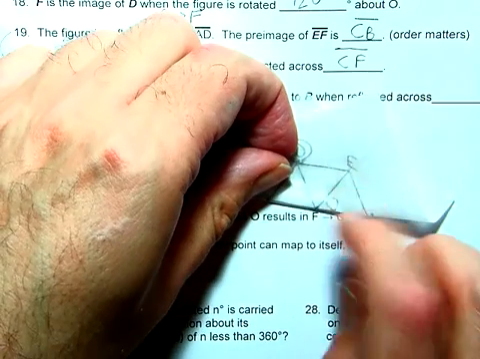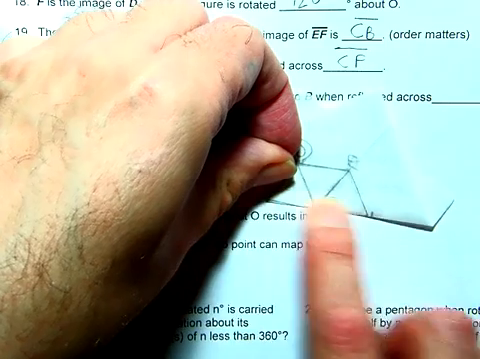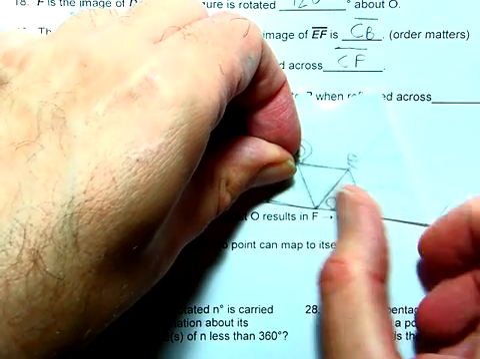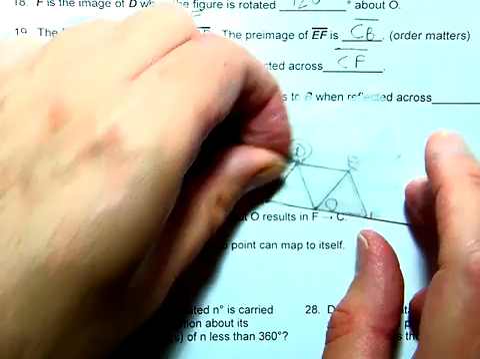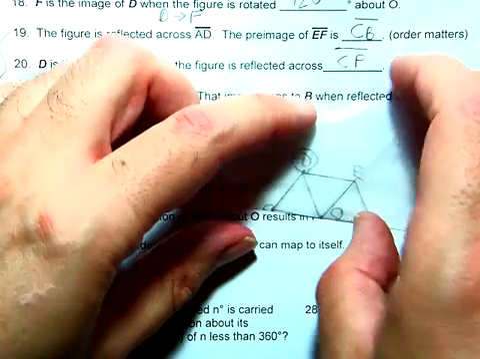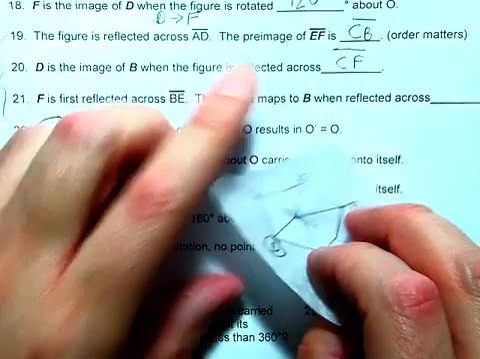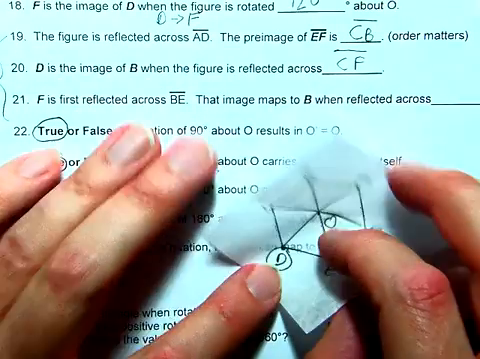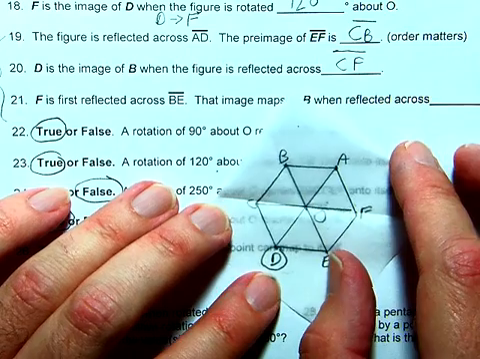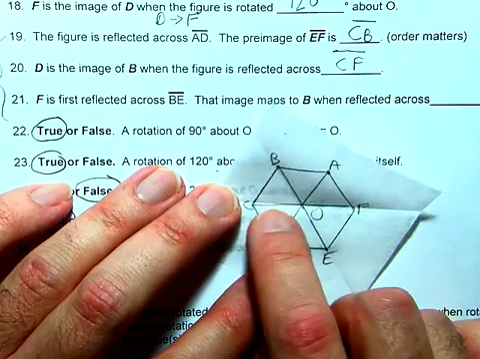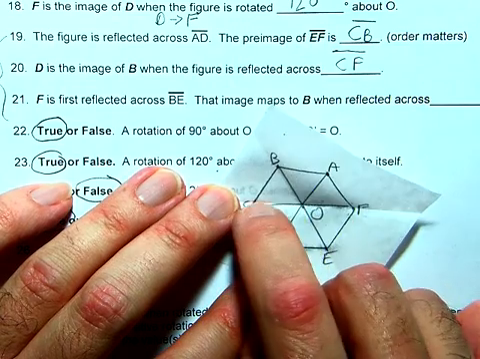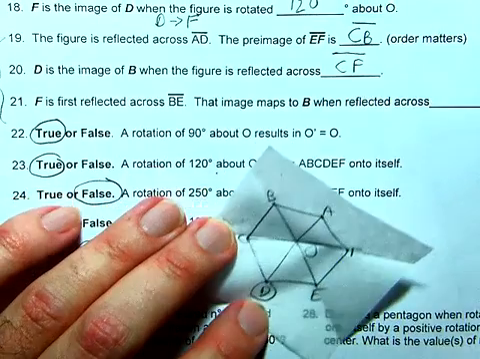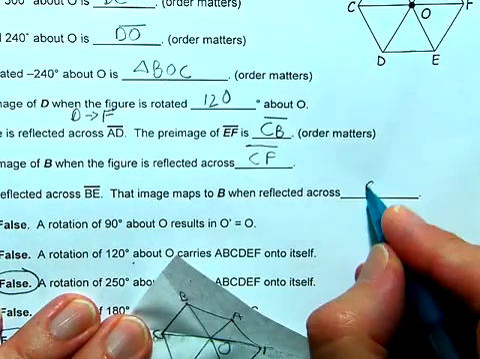So I'm going to put D on top of B and make a really heavy crease, so I'll be able to tell it from the first crease. This is a really strong crease. And let's see what we get. This crease was just made across line CF. So that's this heavy-duty crease I just made here. So D maps into B if we reflect across CF. So that is the answer here.